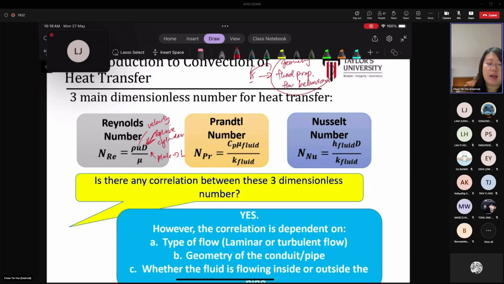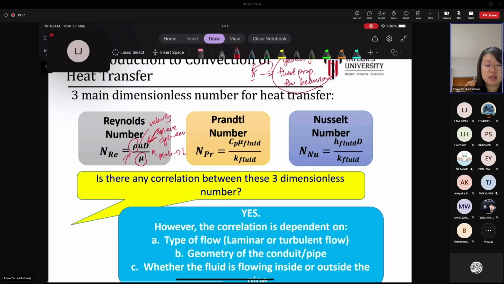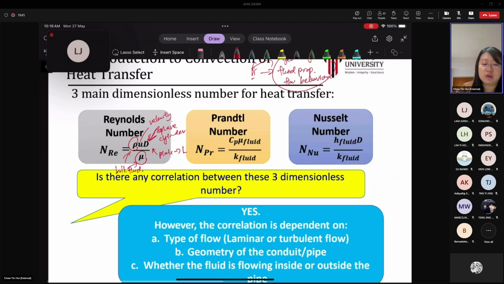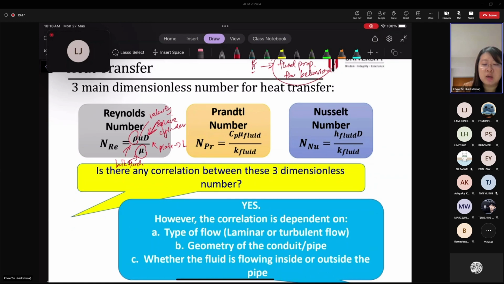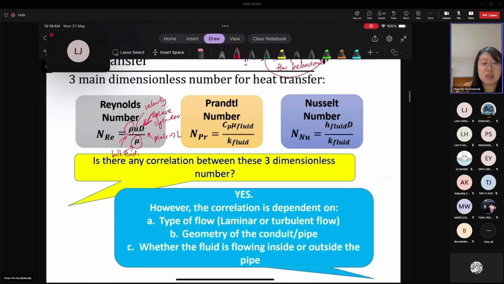All right, and then most of the time, the density and the viscosity, we will take it as the density and viscosity of the bulk fluid, right? The bulk fluid. Okay, and later you need to take note, right? When we are going to find all these properties, it depends on whether the flow is inside or outside the pipe. So we will need to determine what is the temperature that we should refer to when we are going to find out the density and viscosity value.